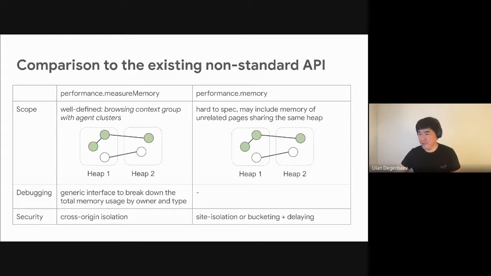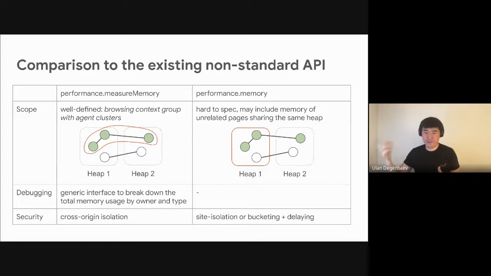Now, what exactly are the APIs measuring? The new API will measure the memory usage of the website together with iframes and workers. So this is what web developers would intuitively expect. And this also maps nicely into the spec, where we can define the scope as browsing context group with agent clusters.